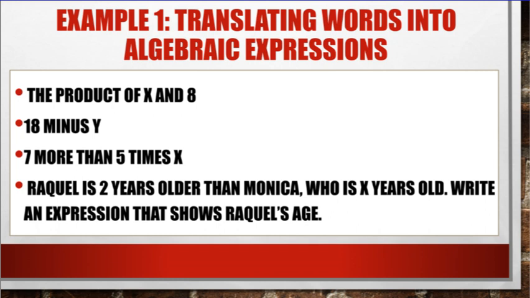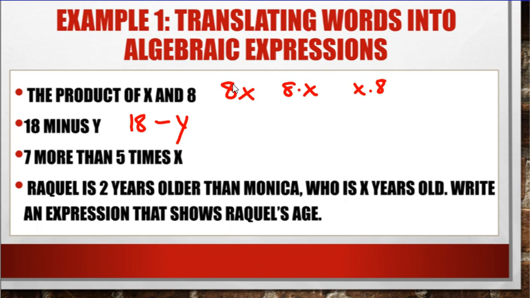Other examples here, now we translate the words into algebraic expressions, do the same thing here. So the product of x and 8. I know that's multiplication, so I can write it as 8x, 8 times x, x times 8, all of those work. 18 minus y. Just as you read it, that's how you write it. 18 minus y.